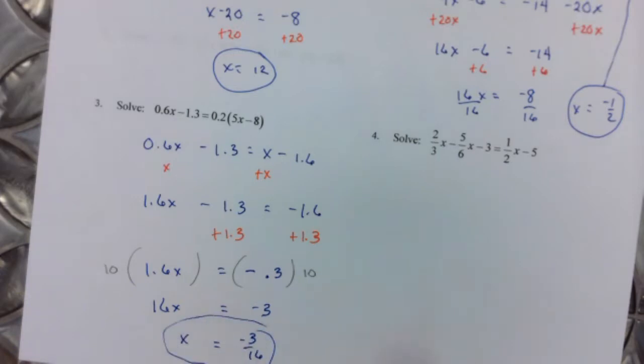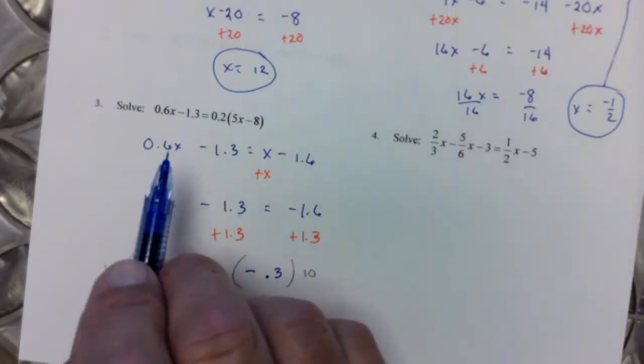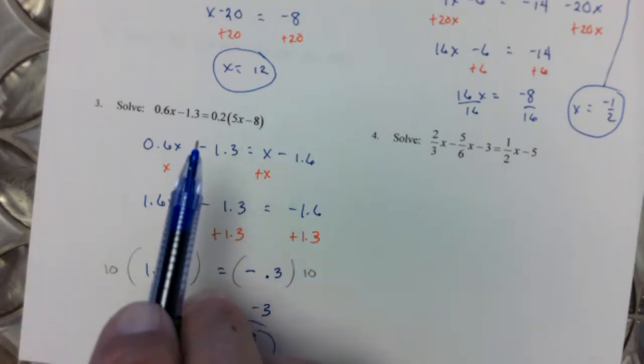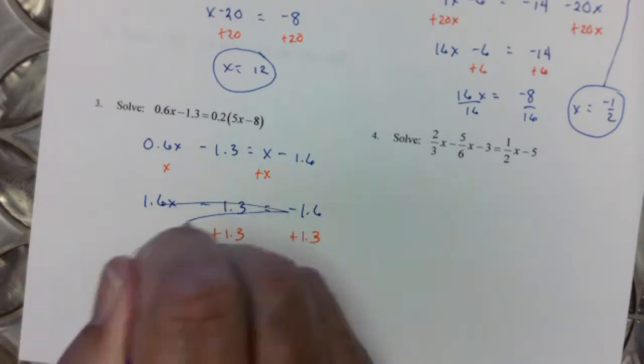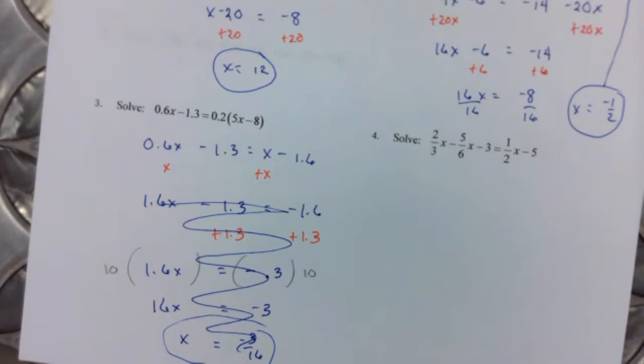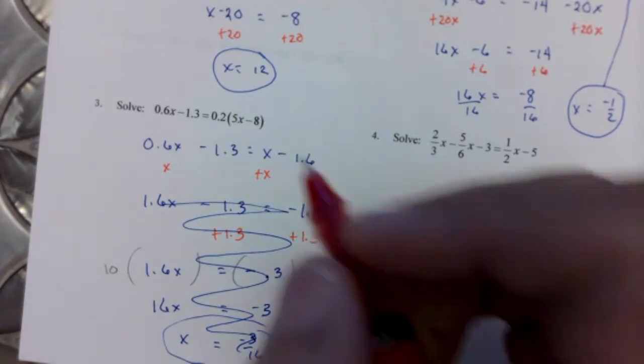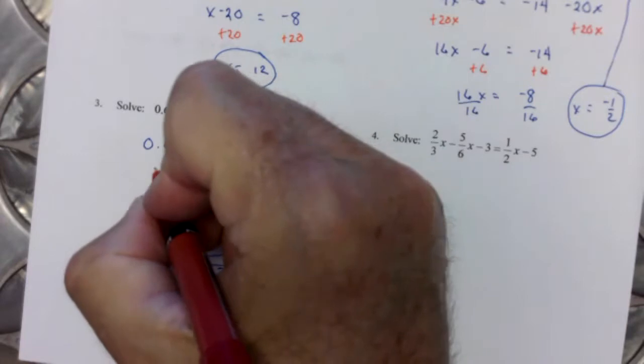Did I mess up anywhere? Somebody say yes. Well, let's go through and double check. Go ahead. Wouldn't we subtract the x? Yeah. I wanted to see who was watching. Yeah, I messed up. We should have subtracted x.